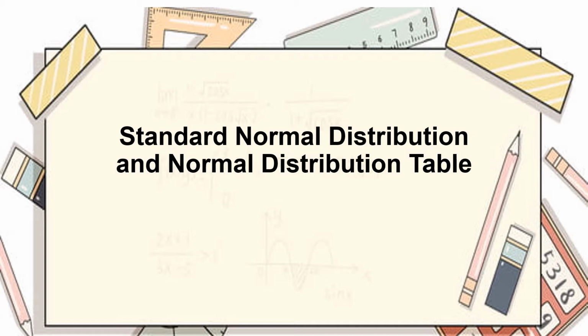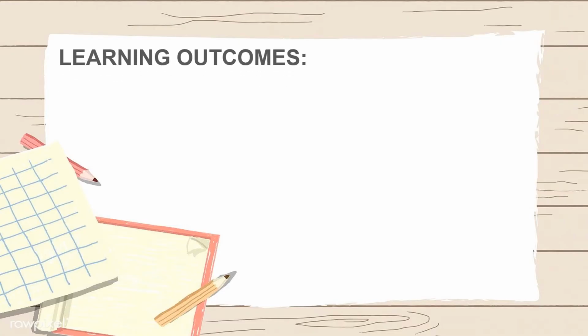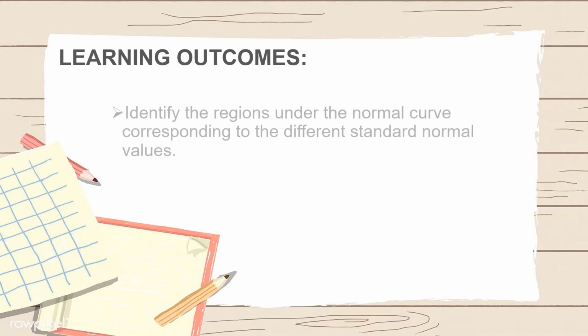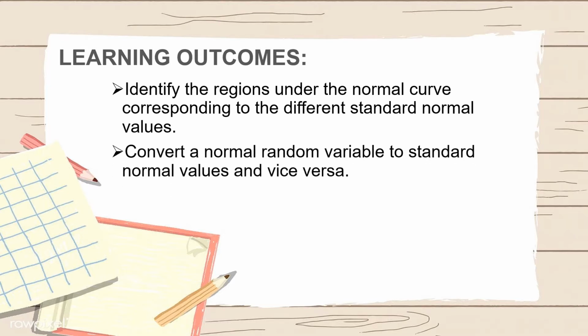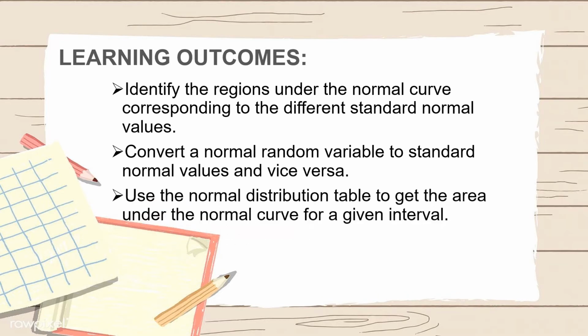Today I will be discussing standard normal distribution and the normal distribution table from chapter 3, lesson 4. For the learning outcomes on this topic, we will be able to identify the regions under the normal curve corresponding to different standard normal values, convert a normal random variable to standard normal values and vice versa, and use the normal distribution table to get the area under the normal curve for a given interval.